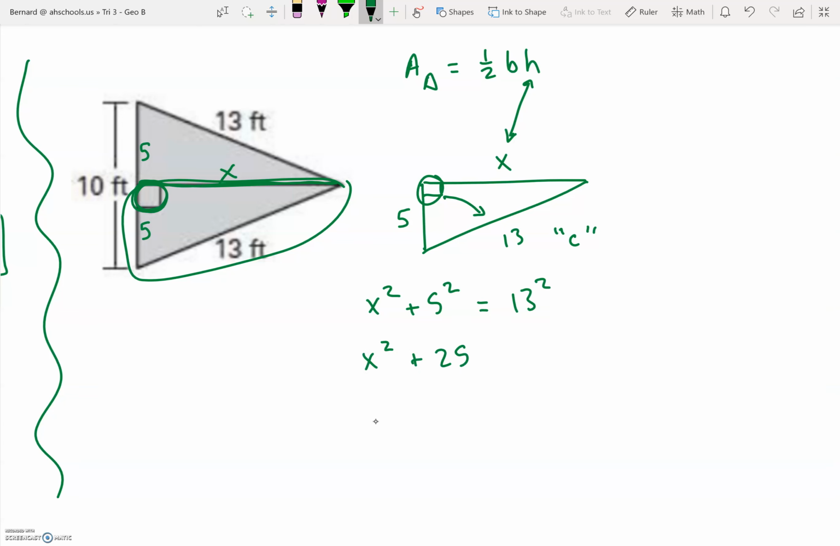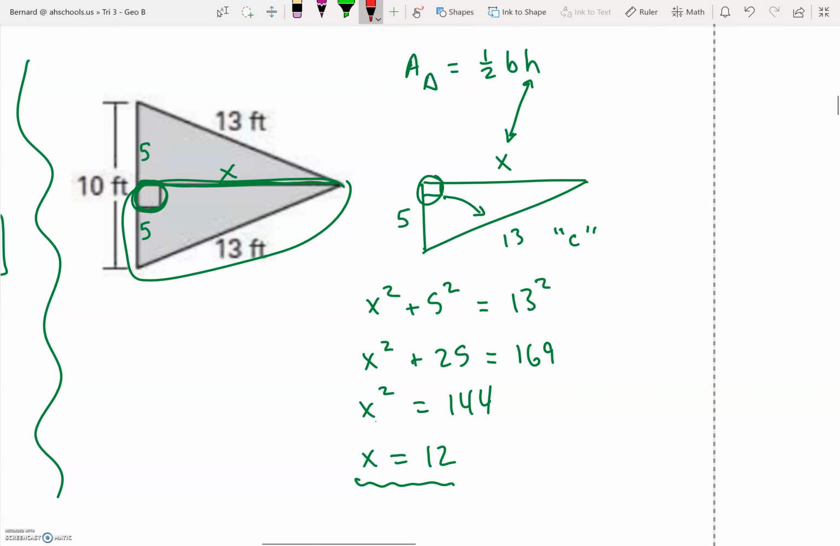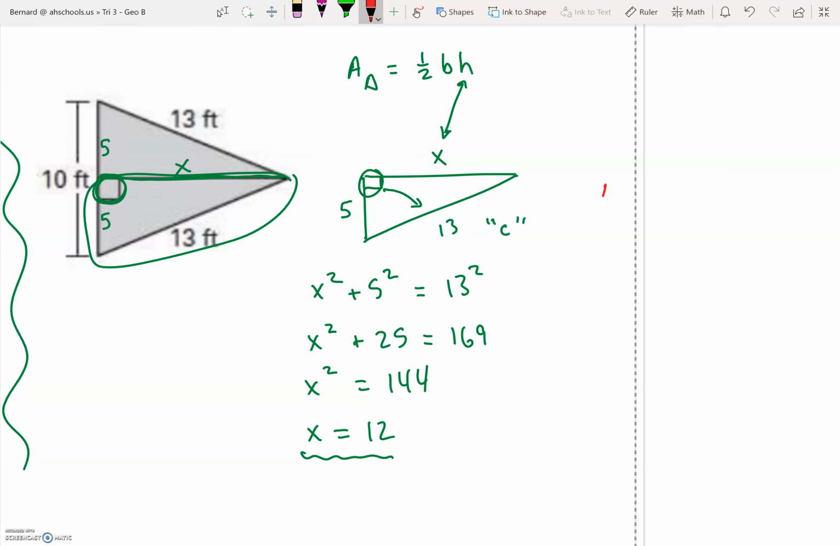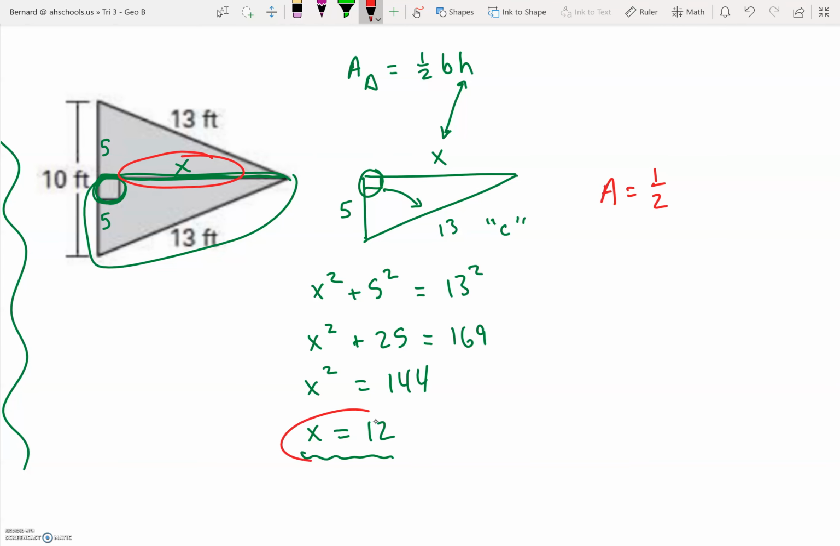x squared plus 25 equals 169. Subtract 25 from both sides. x squared is going to equal 144. And then we take the square root of both sides and we get that x is 12, right? Again, that's what x is, which is essentially the height of the triangle. And so now we need to plug it into our formula to find the area. So area is going to equal 1/2 base times height. So area is going to equal 1/2. And then again, our height is our x. So that's 12.